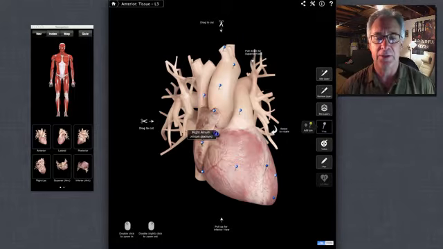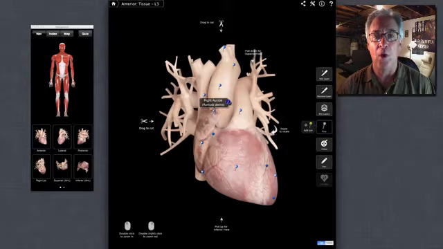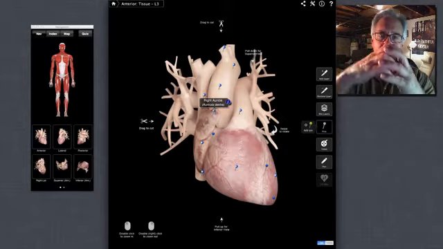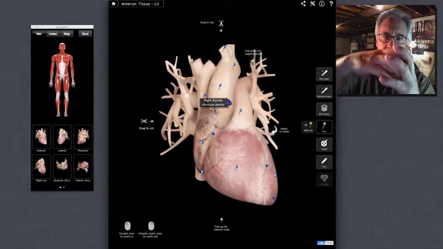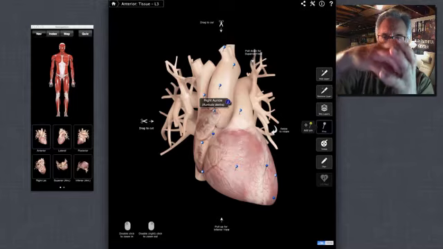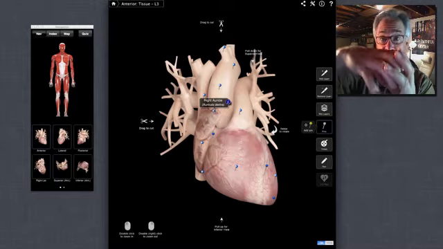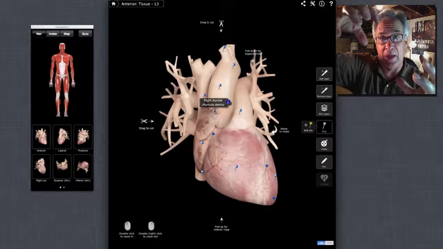So this is the right atrium. This would be the right auricle. Both of these are thin-walled, relatively low pressure, and allowed to expand, kind of like a balloon. So it can expand if, for instance, under exercise it needs a little space.